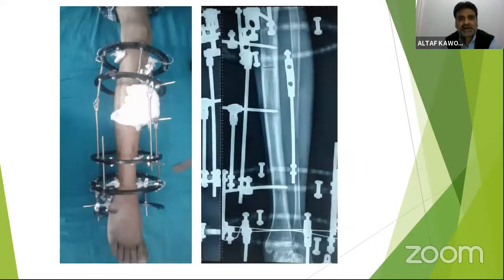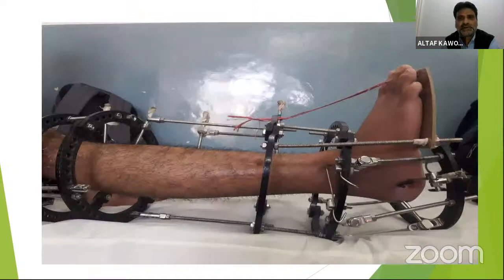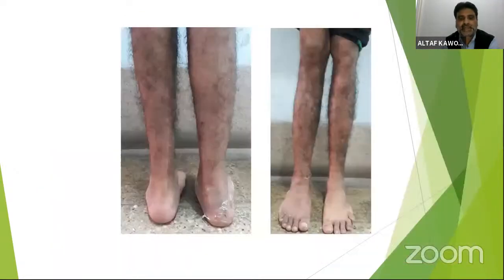Similarly, we applied it on the right side. He had some valgus deformity also. This is the correction achieved within the ring, and the final correction, though we have some valgus on the right side persisting.